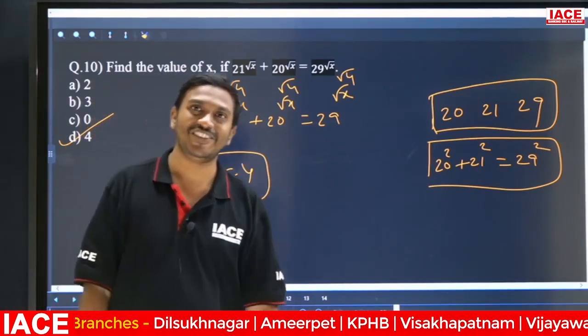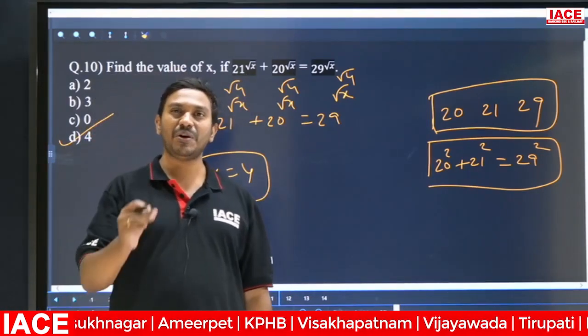Direct triplet code is given, right? So if you know triplet codes very well, then the problem is very easy.